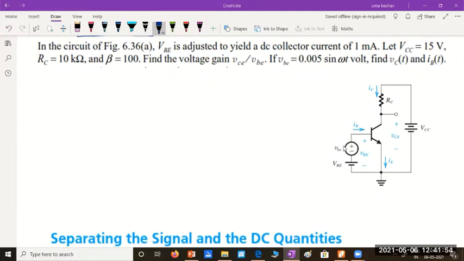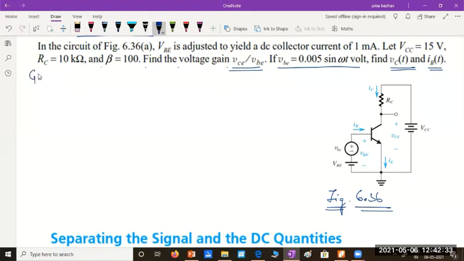The given figure is figure 6.36. You are supposed to find the small signal voltage gain given this input signal. Also, you are supposed to find the total collector voltage vC of t and the total base current iB of t. Okay. So how do we go about this?